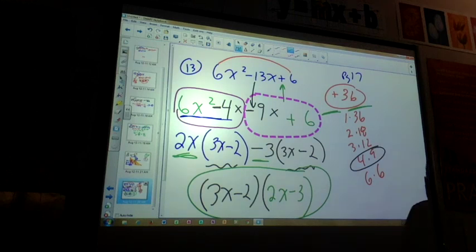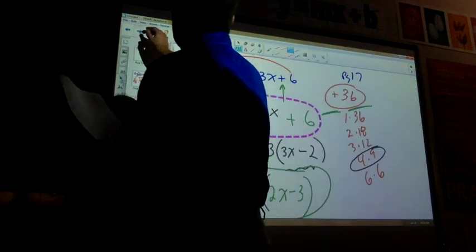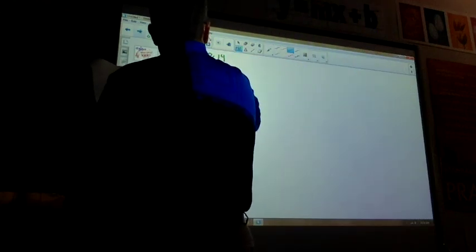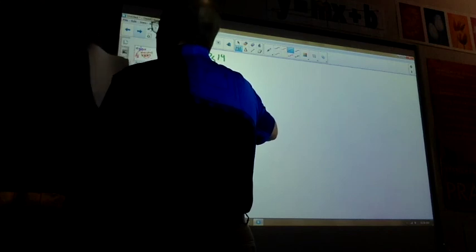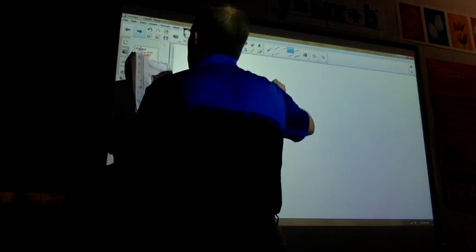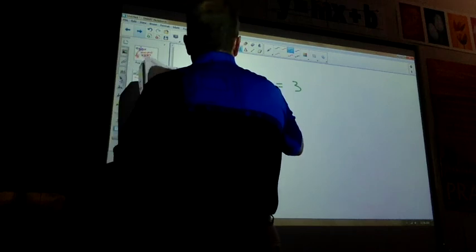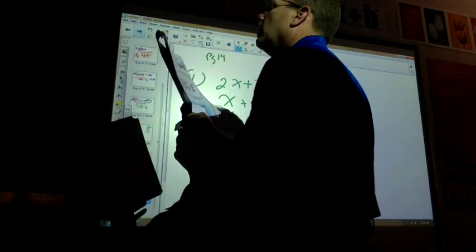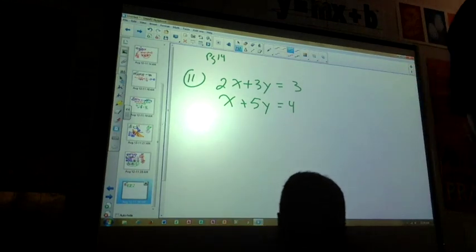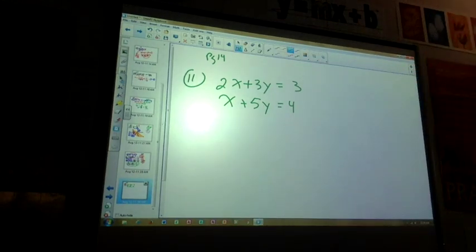Oh boy. Okay. Number 11. So this looks like it's coming off of page 14, number 11. 2x plus 3y is equal to 3. And I have x plus 5y is equal to 4. And did this indeed say use the substitution method to solve or elimination? Solve the following systems of equations using substitution method or the linear combination method. Remember to write your solution as an ordered pair to check for solutions.